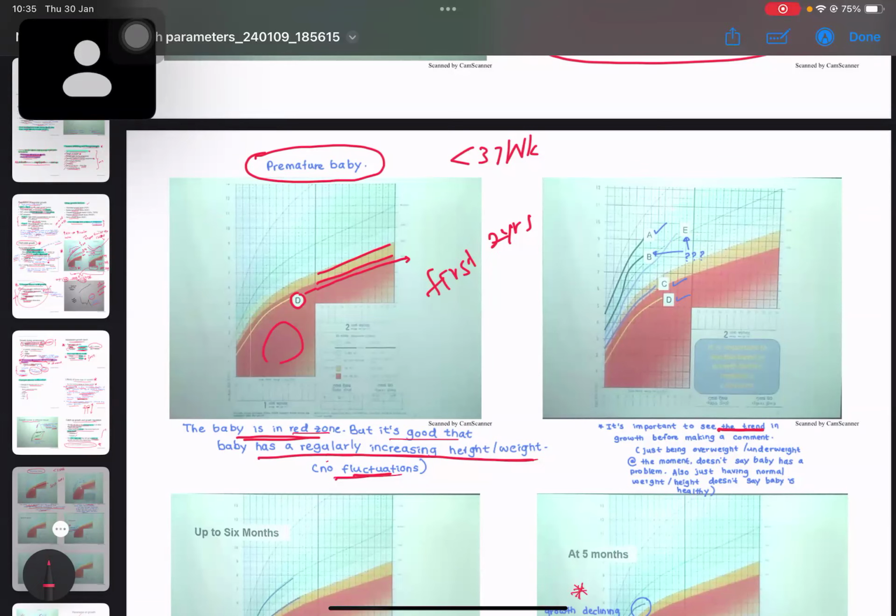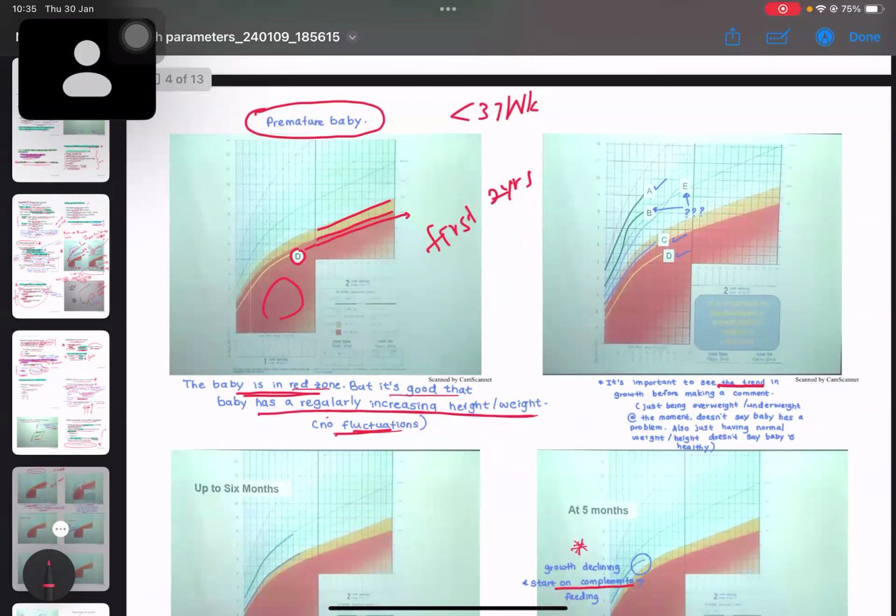Without any fluctuation. But whether it is a preterm or term baby, in this graph there are five graphs, A, B, C, D, E, to explain all the different kinds of growth the child may be facing. In this graph, D is the previous child I told, the premature baby, but still the growth gain is going parallel to this centile graph. So it's okay. So D is okay.